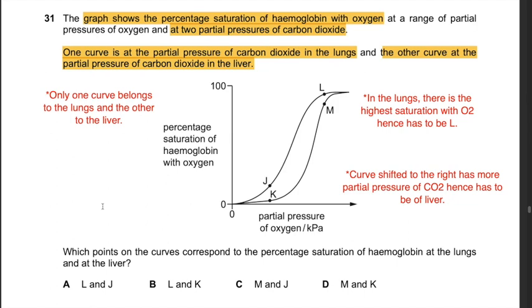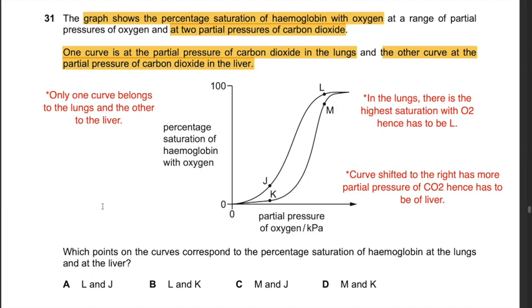In the lungs, obviously there will be high percentage saturation of hemoglobin with oxygen, and the highest out of all the points given. Hence, it has to be L. Therefore, we have to consider between A and B, as L corresponds to the percentage saturation of hemoglobin at the lungs. And now looking at the liver. Well, in the liver there will be higher partial pressure of carbon dioxide, and the curve shifts to the right only when there is higher partial pressure of carbon dioxide.